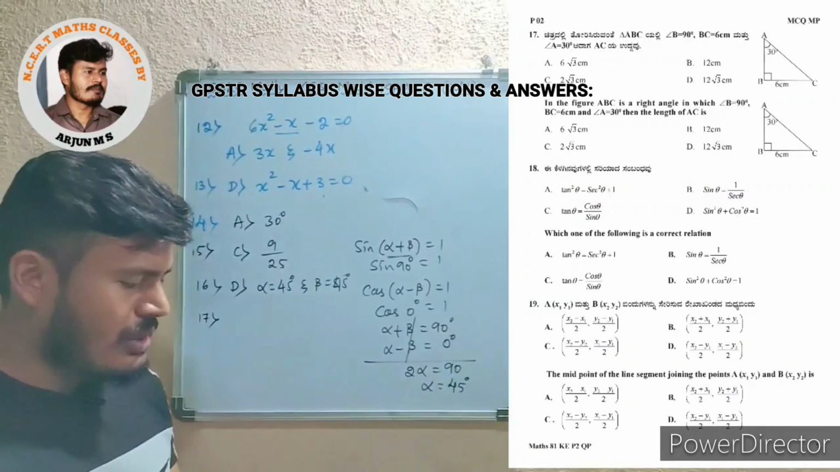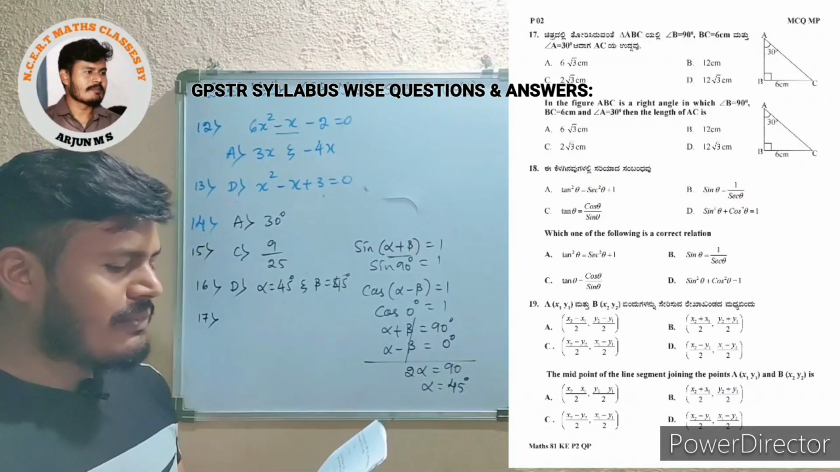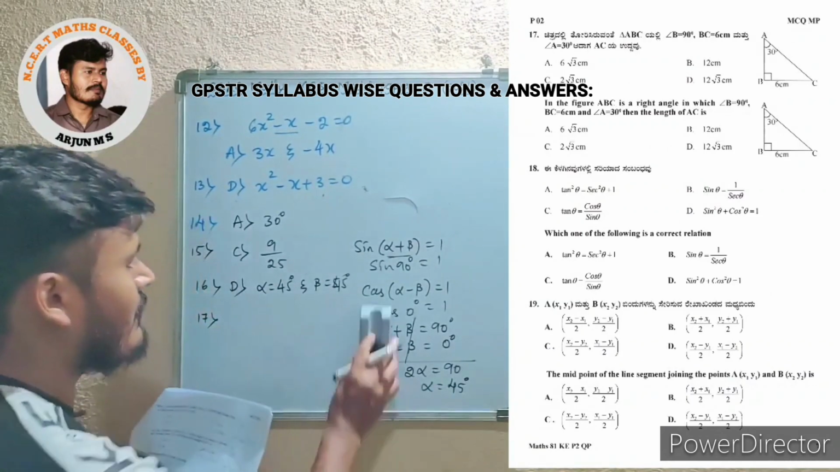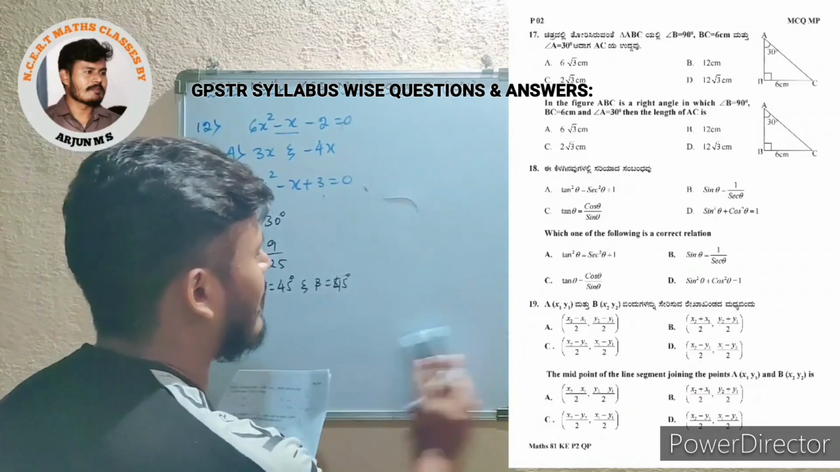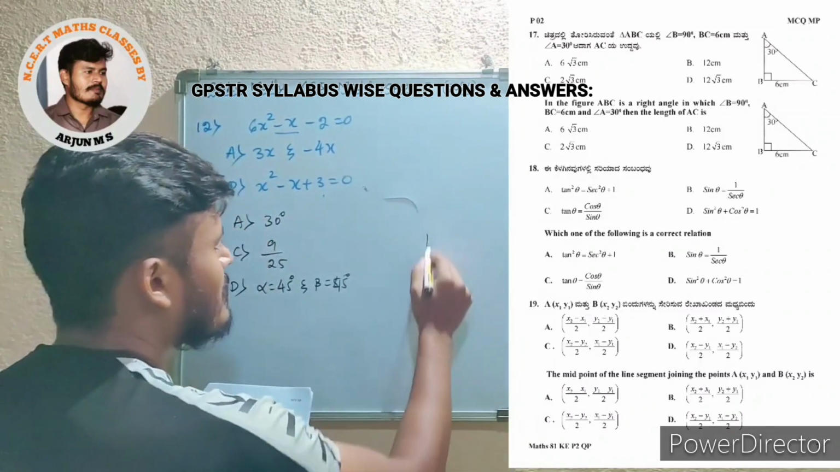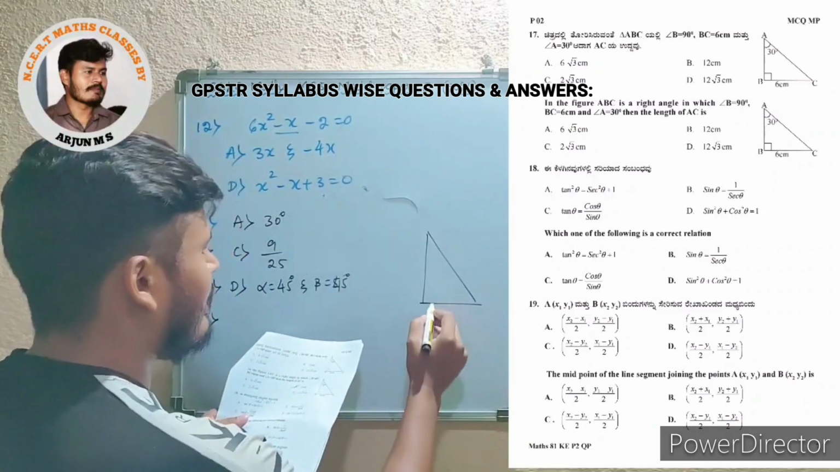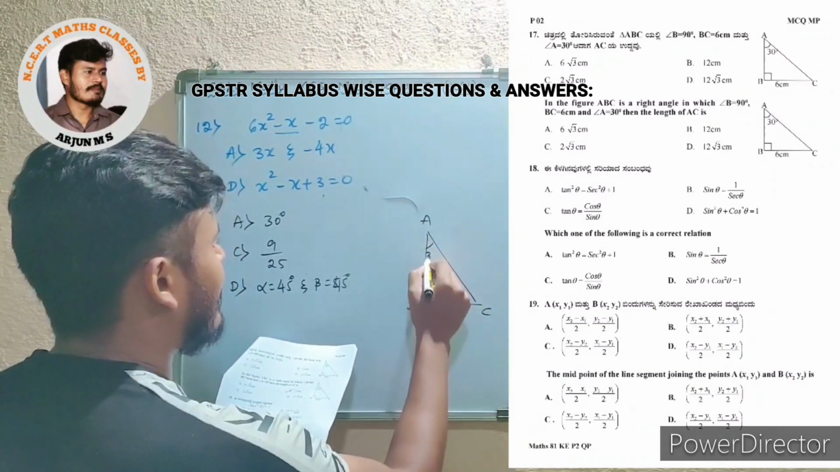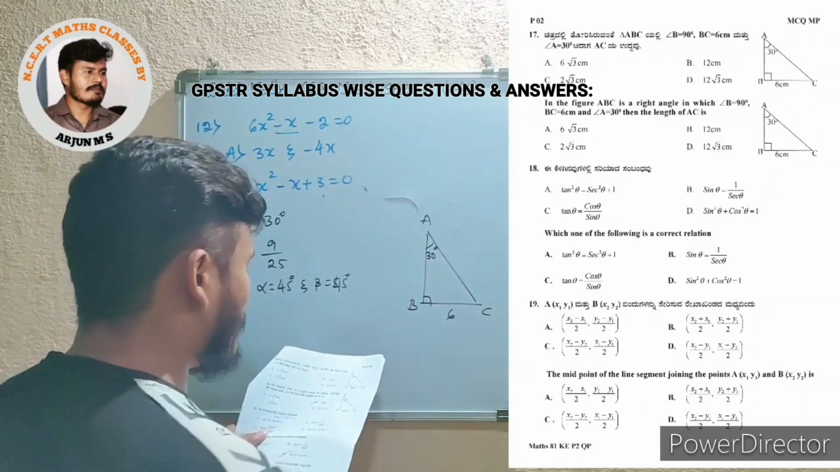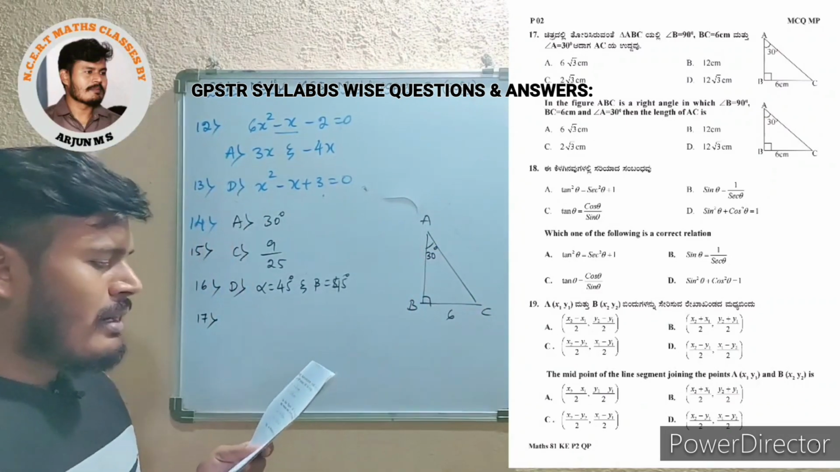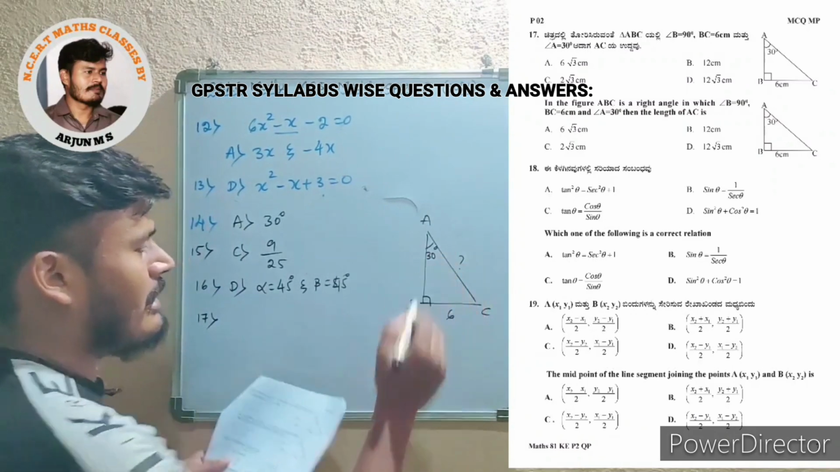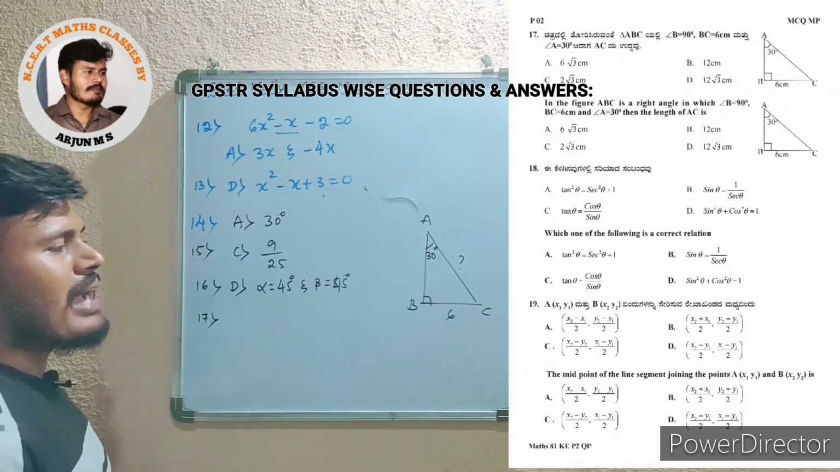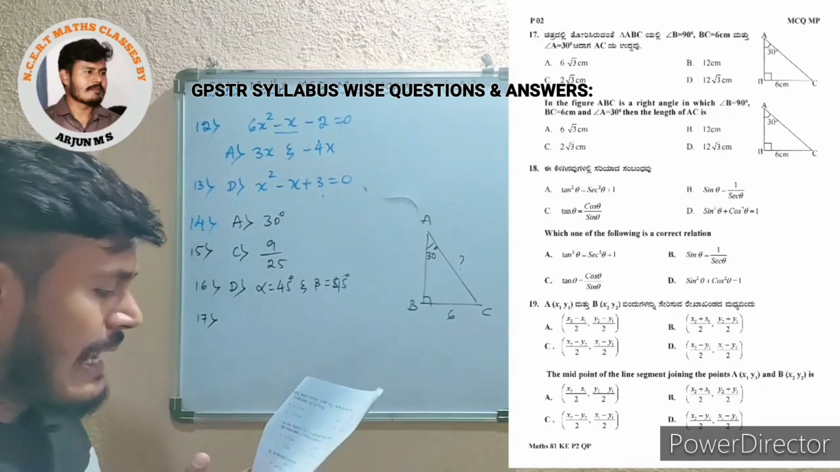So let us move to the next question, the 17th one. In the given figure, here also they have given a right angle triangle. Observe here, in the given figure, ABC is a right angle triangle and angle A is equal to 30 degree. Then its opposite side is 6 centimeter. What is the length AC here, right? So we have to find out the length AC.